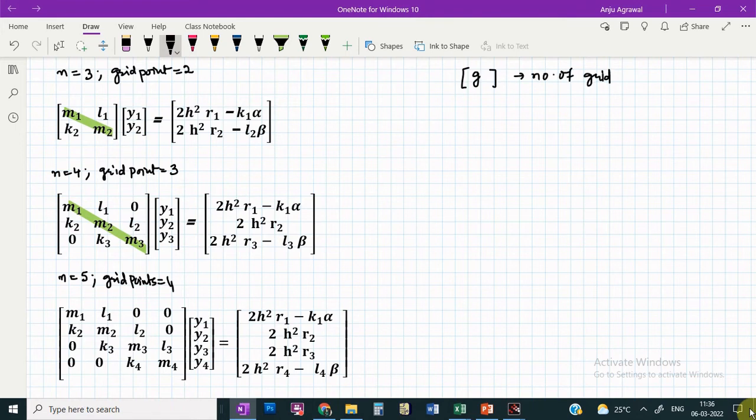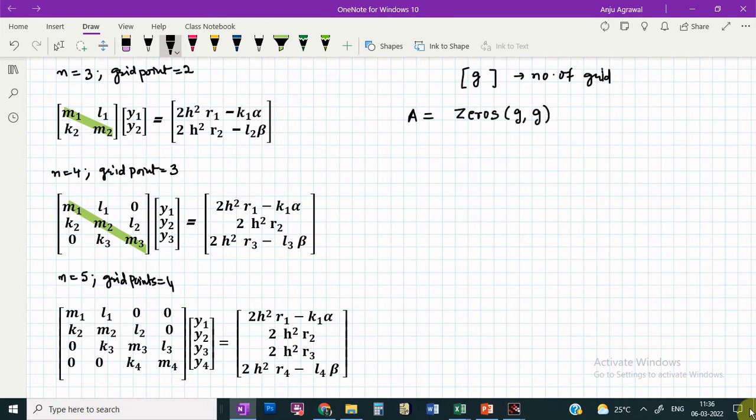Now, in order to generate the general matrix A for any number of grid points, first of all, we have to create a zero matrix whose order is equal to the number of grid points. So how can it be done in Scilab? It can be done very easily by making use of the zeros function.